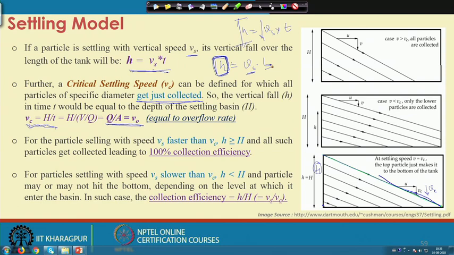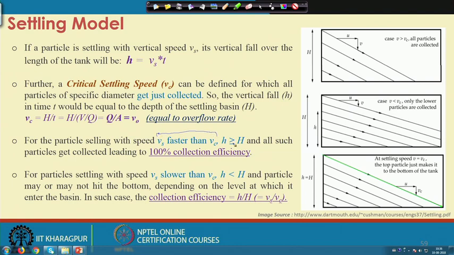And for a critical settling velocity, the vertical fall that a particle attains is H. So, if your Vs is equal to Vc, your h is equal to H in that case. But if your Vs is larger than Vc, if your particle is settling at a speed faster than Vc, in that case the h that you are going to get, which is equal to Vs times T, with Vs being greater than Vc, eventually is going to be greater than capital H.